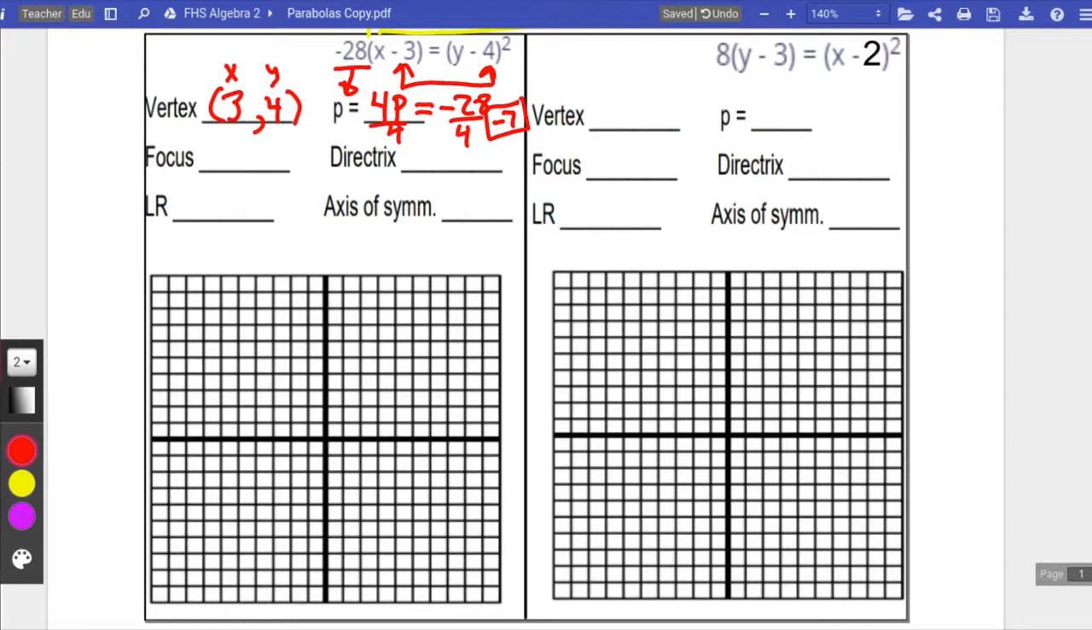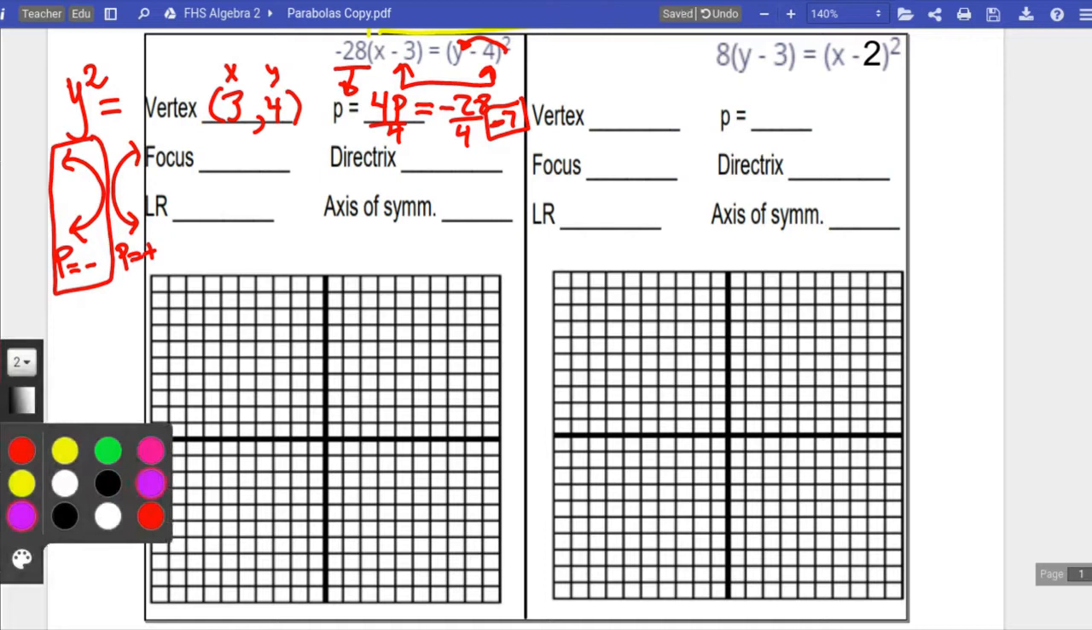Right now, we're dealing with this X squared that goes to the Y, so we're dealing with Y squared. When you're graphing Y squared, the graph will open either left or right, depending on the value of P. If P is a negative number, then it opens to the left. If P is a positive number, then it opens to the right. In this case, our P is -7, so we have a negative. So this graph should look like this.